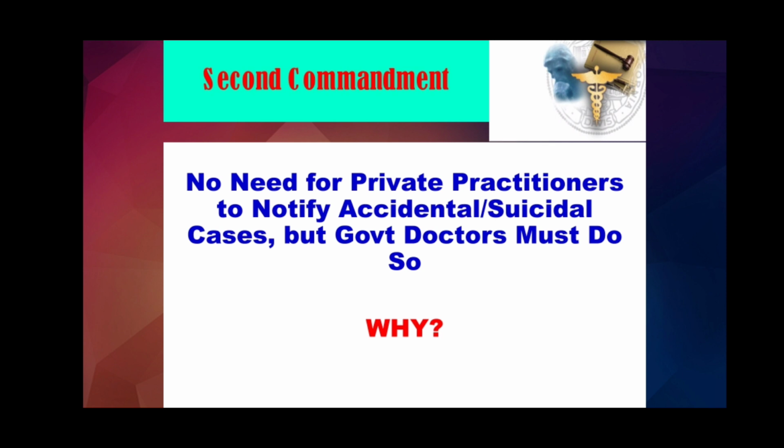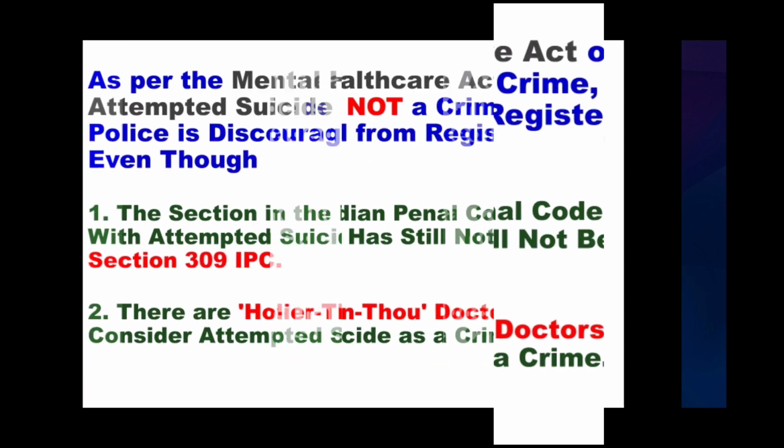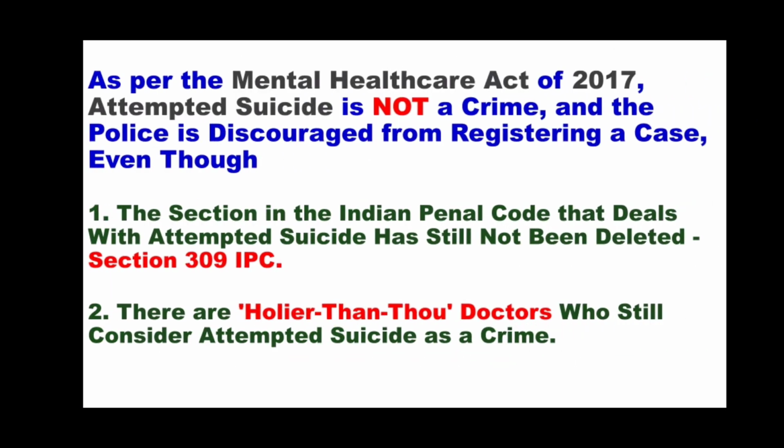And as far as suicide is concerned, we all know, or we should know, that the law has changed. And today we have what is called the Mental Health Care Act of 2017, in which it has been quite clearly stated that attempted suicide must not be taken to be a crime, and the police must be discouraged from registering a case, even though the section in the Indian Penal Code that deals with attempted suicide has actually not been deleted so far. That is section 309 of the Indian Penal Code. It is still there. This is a relic from the past. And I think over a period of time, this section will be removed. Even as of now, the section need not be enforced by the police.